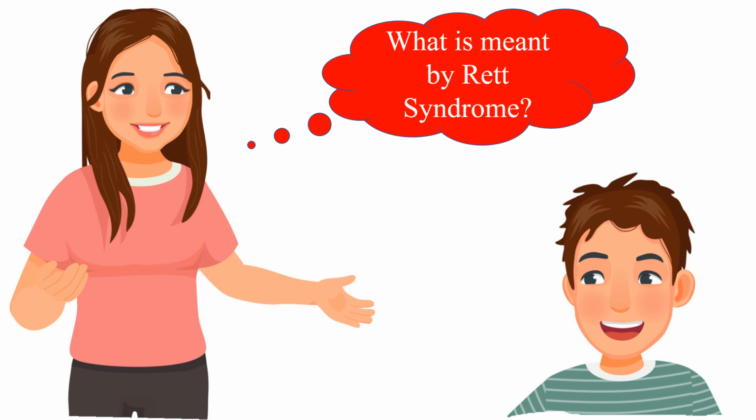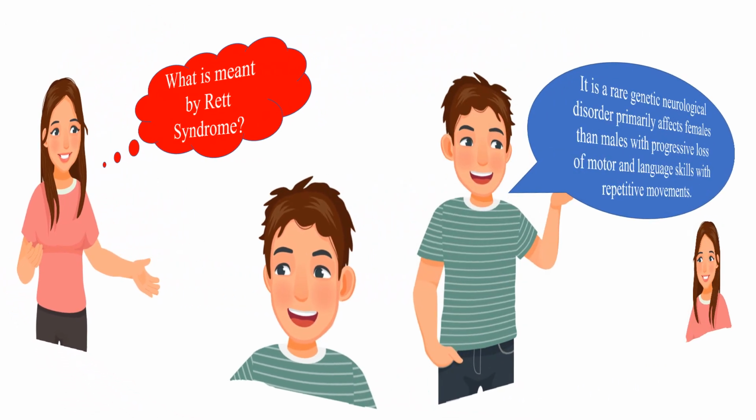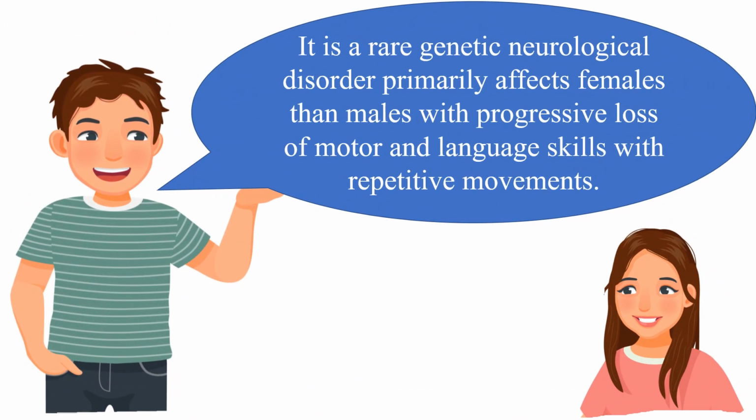What is meant by Rett syndrome? It is a rare genetic neurological disorder, primarily affecting females more than males, with progressive loss of motor and language skills with repetitive movements.